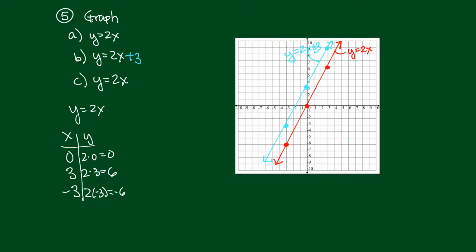Now in part C, we want to graph y equals 2x, but not just 2x, we want a different version. What we want here is 2x, but then we want minus 5. So here's our graph of y equals 2x, right? That's the red line. But what we're going to do is make a vertical shift downward because of the minus 5 units. So we're going to take this red line and just shift it down 5 units.